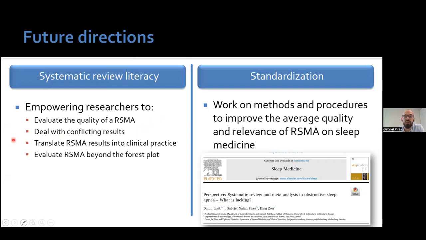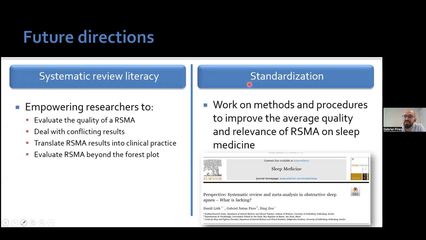They will be able to translate systematic reviews into clinical practice, and also be able to go beyond the forest plot. The forest plot is only a graphical representation of one part of the systematic review and the meta-analysis. We cannot simply take a forest plot and take it as the meta-analysis entirely. There are many things beyond that.